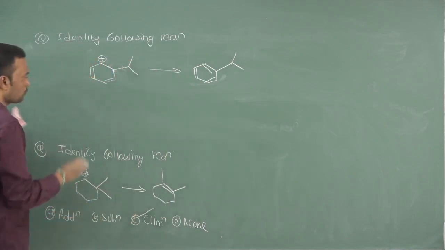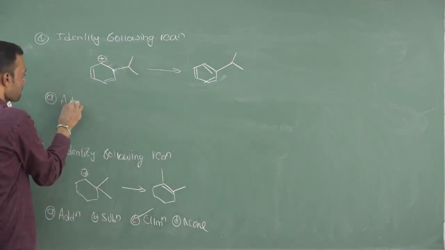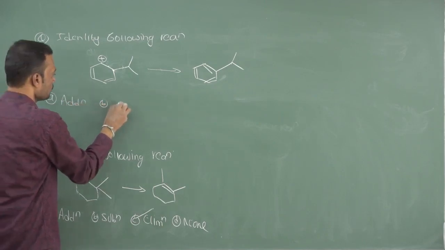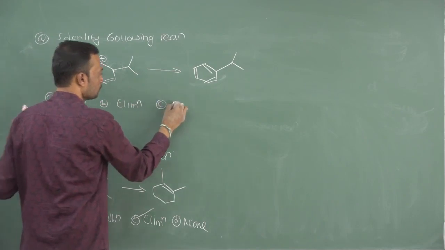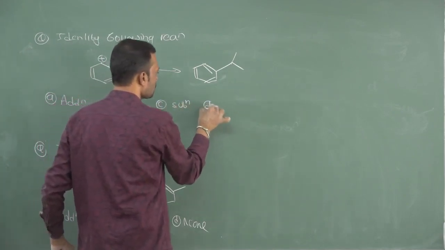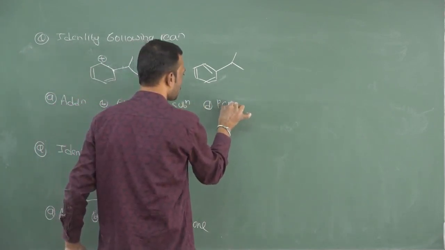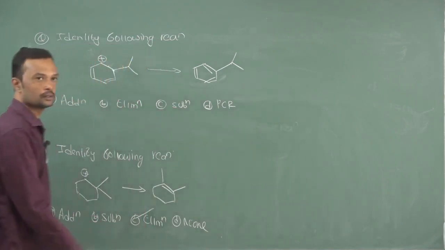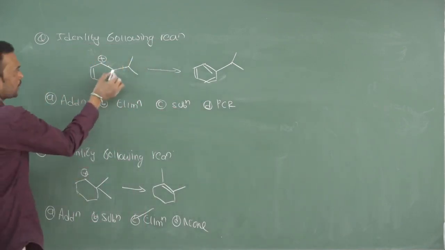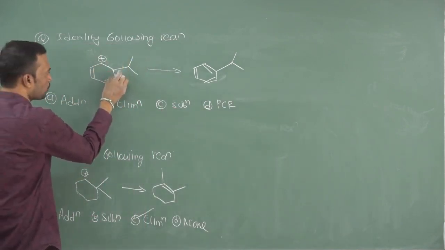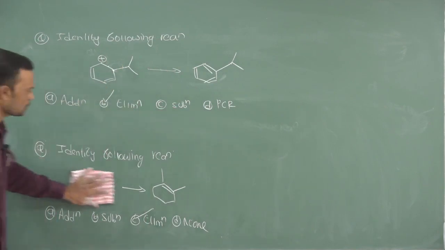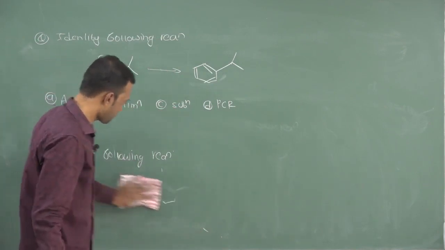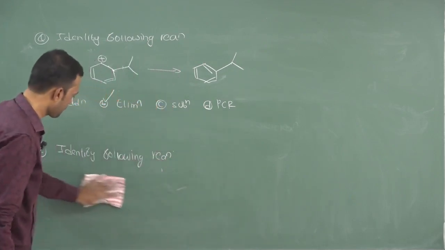So it is an example of A, addition, B, elimination, C, substitution, or D, pericyclic reaction. Now after getting the carbocation we are removing hydrogen from here. So it is also an example of elimination reaction. Very simple reactions.